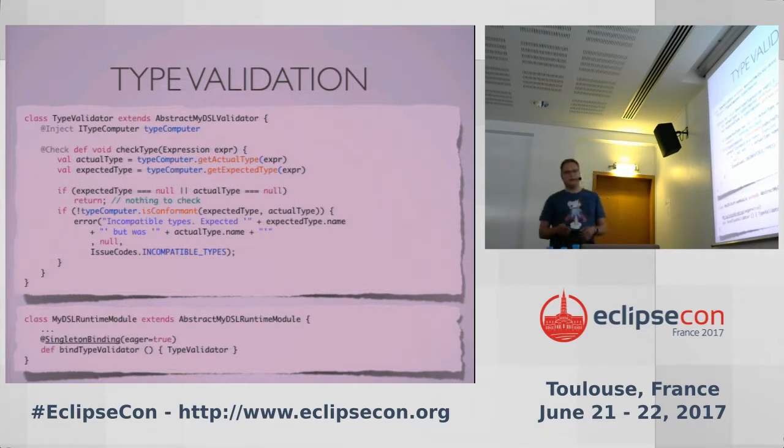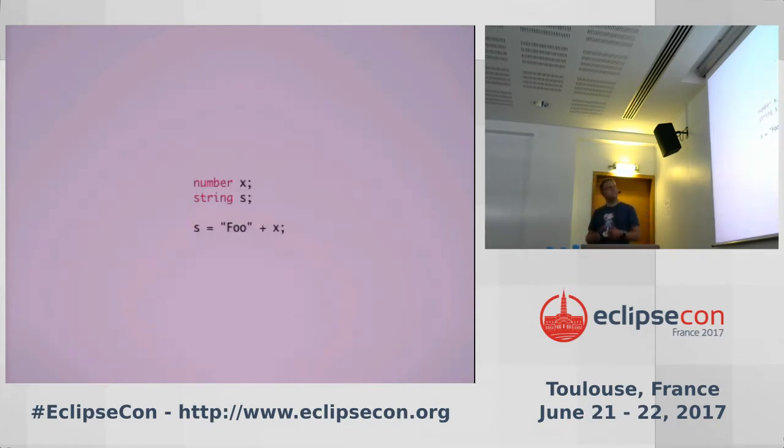So let's look at some examples for actual types and expected types. Simple expression, we have a number and a string literal, and we have an assignment with a plus operation. The actual type of the x is a number, because the variable x is a number. The actual type of this here is a string literal, so it's string. The actual type of this variable declaration is the type of the variable, so here also again string.